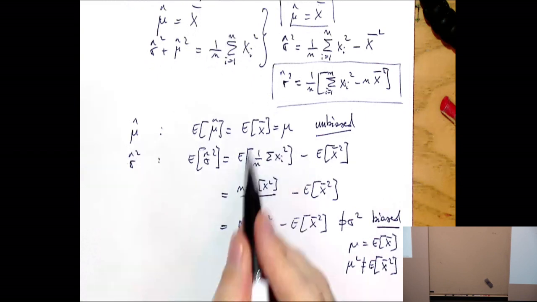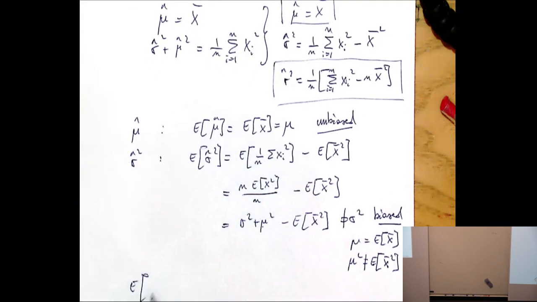Yes? Go over how you went from expectation of 1 over n, the sum of xi squared, to n over n times expectation of x squared. This one? Yeah, that one there. Right, so if you have expectation of 1 over n sum xi squared, this is 1 over n, expectation of a sum of xi squared, right? This is 1 over n, sum of expectation of xi squared.